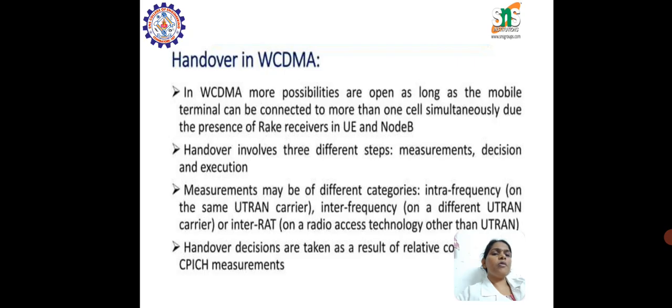Next is handover in WCDMA. In WCDMA, more possibilities are open as long as the mobile terminal is connected to more than one cell simultaneously, due to the presence of RAKE receivers between the user equipment and Node B. So handover involves three different steps: the first is measurements, the next is the decision, and the third is the execution. Measurements may be of different categories: intra-frequency, that is on the same UTRAN carrier, or inter-frequency, on a different UTRAN carrier, or inter-RAT, that is between the radio access technology and another UTRAN.